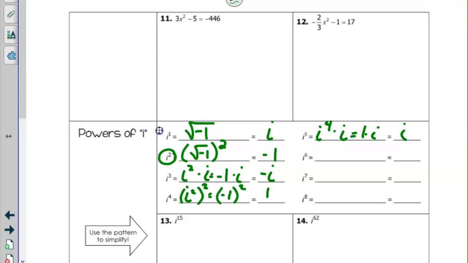I just got really confused just now. Let's say you can walk through it with Kayla. Yeah, it's just like a brain fart. But could you go i to the 4th times i squared? Is that what you guys were saying? That's what I was going to do.